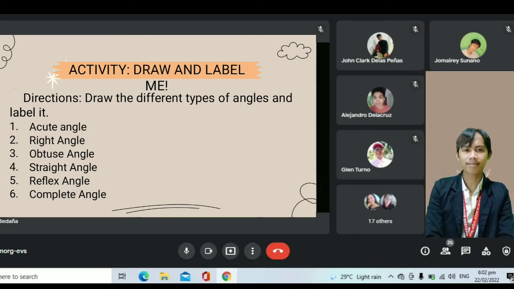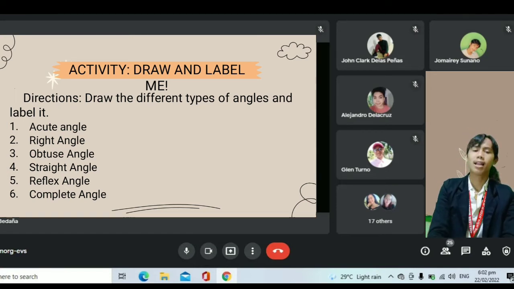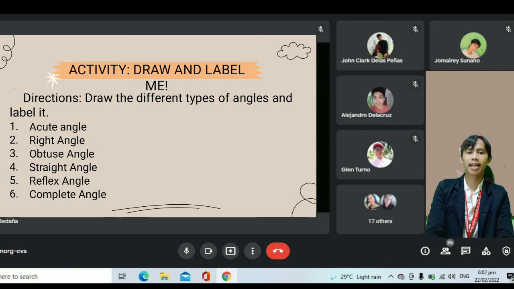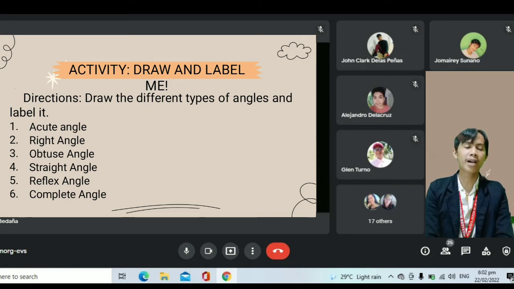Are you done? Okay, let us check your work. Let's begin. Please present your answer. Let's start with group 1, the Math Angels, followed by group 2, the Math Pirates. Okay, start presenting now.